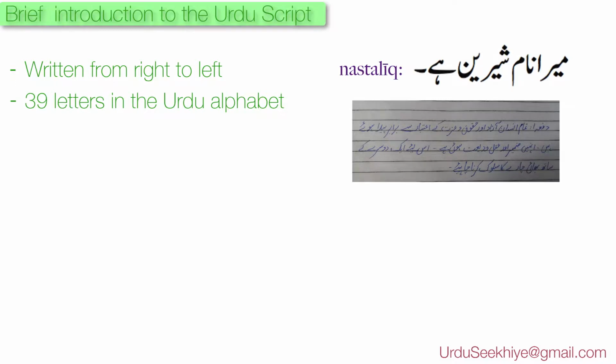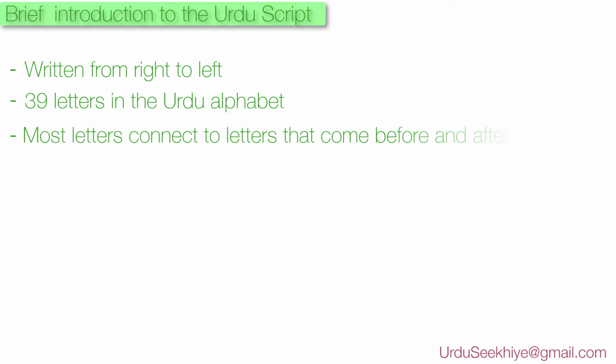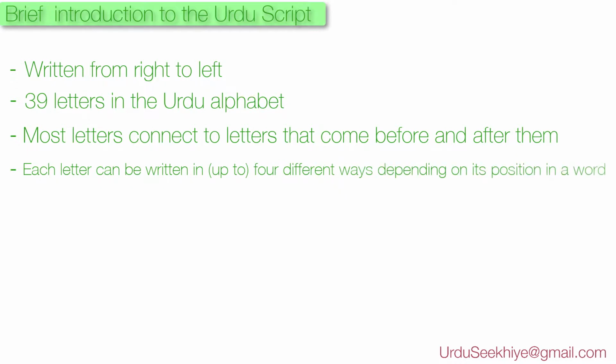So let's get back to the facts. 39 letters, written and read from right to left. Most, but not all, of the letters connect to both the letters that come before them and to letters that come after them. It's like cursive in that regard. Because letters connect to the other letters that come before them and to letters that come after them, they can be written in 4 different ways, depending on their position in a word.